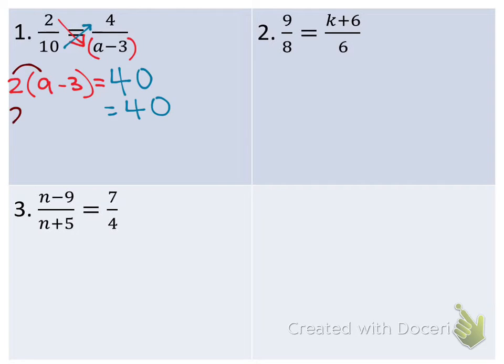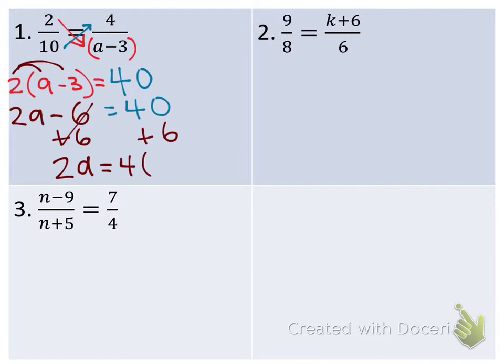We're going to distribute. We got 2a minus 6. Add 6. So if 2a equals 46, then what does a equal? 23. Perfect.